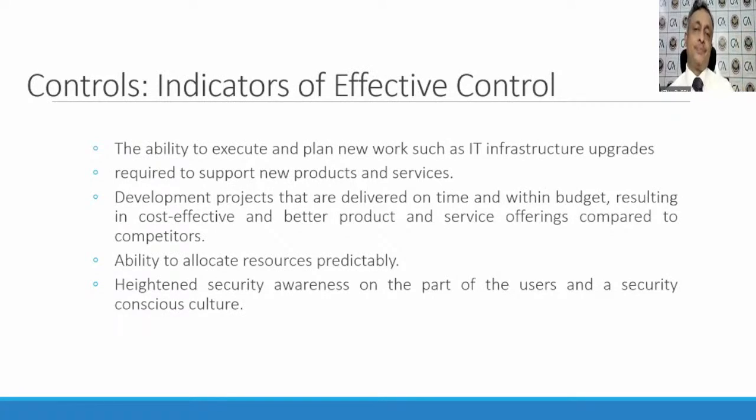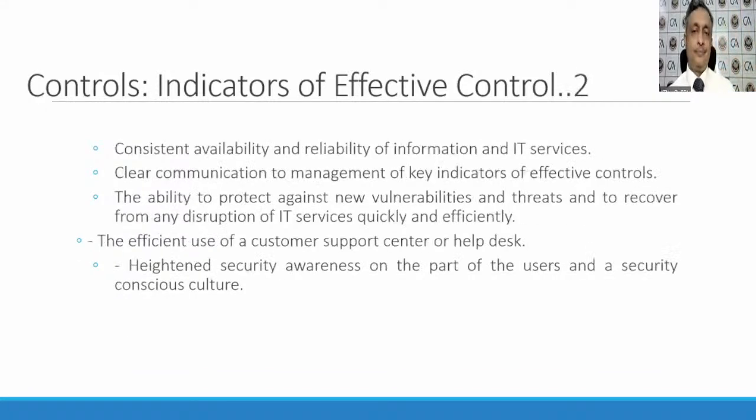So there are no surprises. You can allocate things. Then that means controls are working. Consistent availability, reliability of information, clear communication, ability to protect against new vulnerabilities. Risk is a dynamic process. New vulnerability, new weakness may come, new threat may come. You need to compensate them. Efficient customer support, heightened awareness.